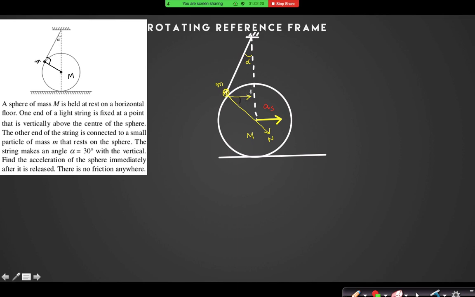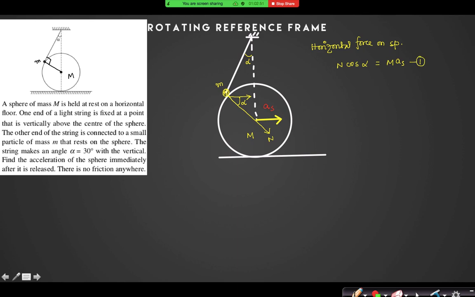If this is 90 degrees, this is also alpha, yes or no? Yes, sir, this is also alpha. So what is the horizontal force on the sphere? The horizontal force on the sphere is equal to N cos alpha, and that is equal to capital M into AS. Can I write that? First equation I can write it.